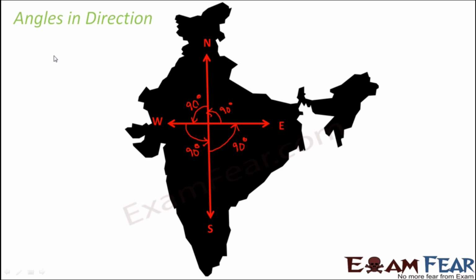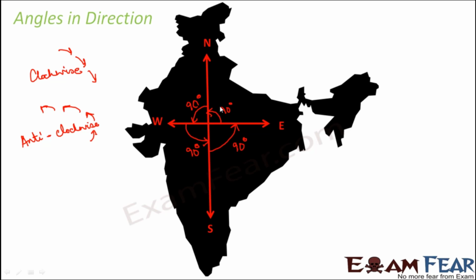Have you ever observed in which direction the hands of the clock rotate? They rotate in this direction. So this direction is called clockwise, that means like the clock. And when something is moving in this direction, that is called anti-clockwise. That is opposite to the direction of the clock. So in this case, this movement was anti-clockwise.